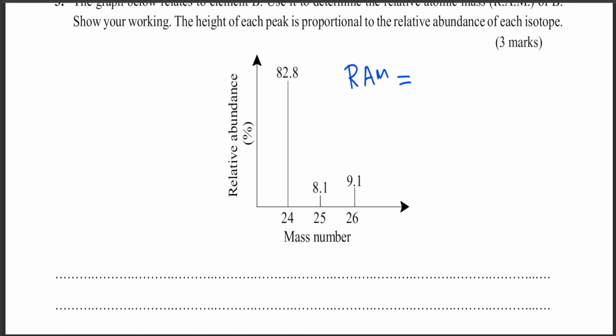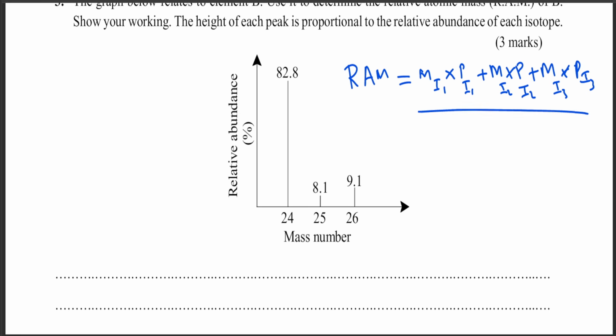For you to get the relative atomic mass, you take the mass number of isotope 1 times the percentage abundance of isotope 1, plus the mass number of isotope 2 times the percentage abundance of isotope 2, plus the mass number of isotope 3 times the percentage abundance of isotope 3, then divide by 100. Okay, so what we take is the mass numbers.